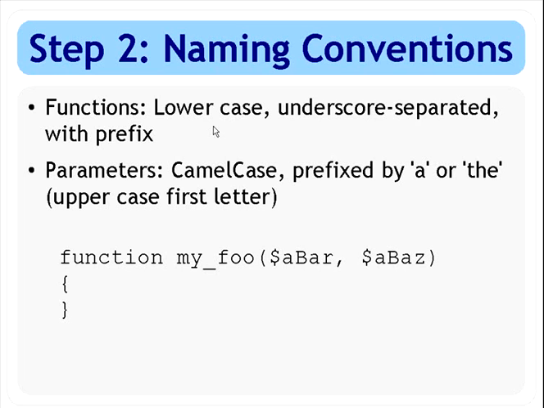Functions: lowercase, underscore separated, with a prefix. There's the prefix because the function is in global namespace again, and I like to name the parameters with the prefix a or the. So in the function body, I always know when I'm referring to a parameter because it always has the a or the. Sometimes it's not nice wording if you have a and then a plural, for example, but I think it's worth bearing with those not nice names there.